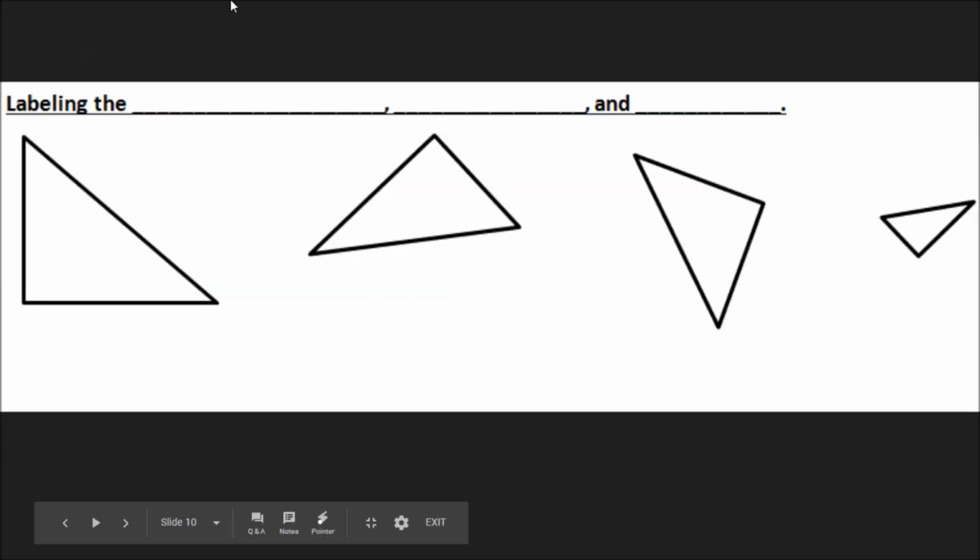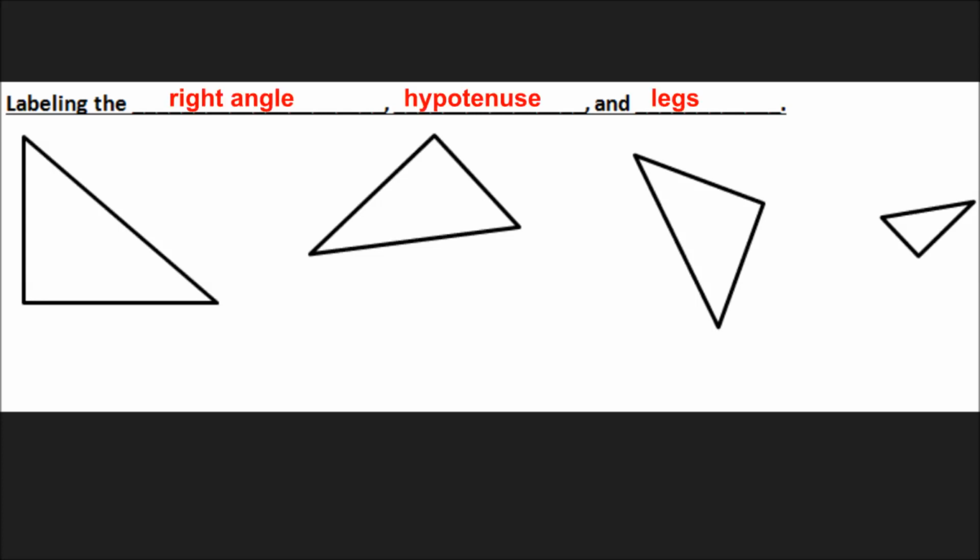All right, so our first section of our actual notes say that we're going to be labeling the blank, blank, and blank. So there's really three parts to our triangle that we have to get down and know and be able to label. Those are, first of all, the right angle. So we're going to label the right angle. The next thing we're going to label is the hypotenuse, which is that weird word, so everybody say hypotenuse. And then the last thing we're going to label are the legs on our triangle. So I'll give you a second. Again, we're writing down right angle, hypotenuse, and legs.